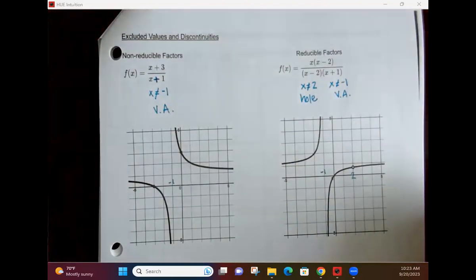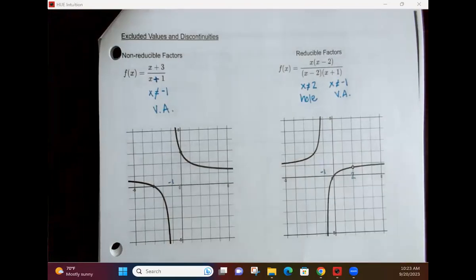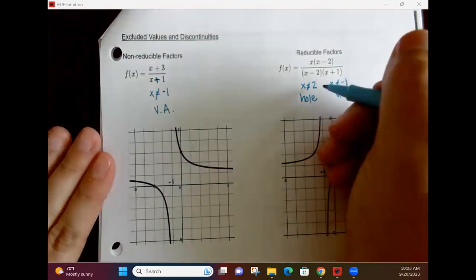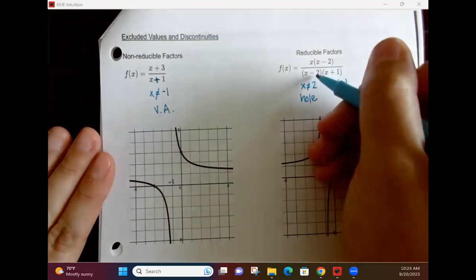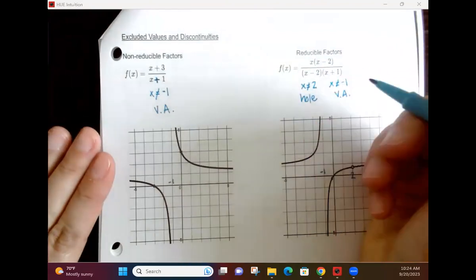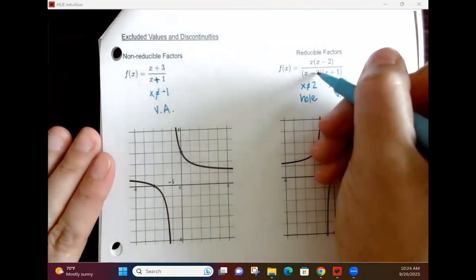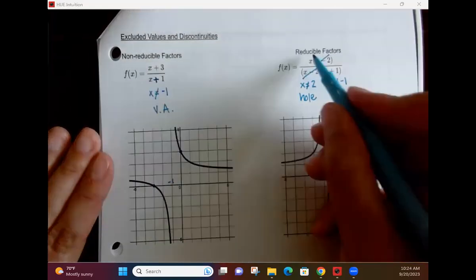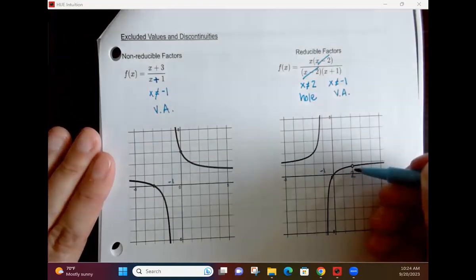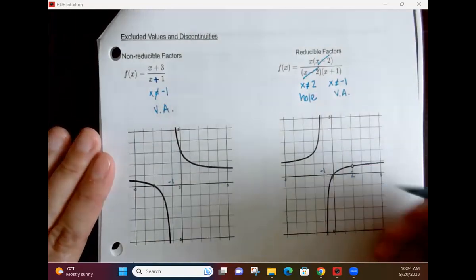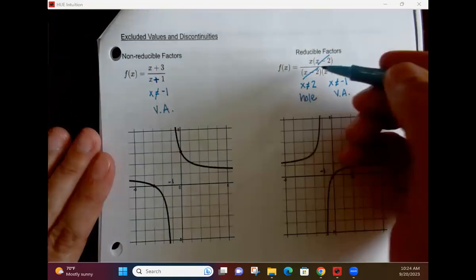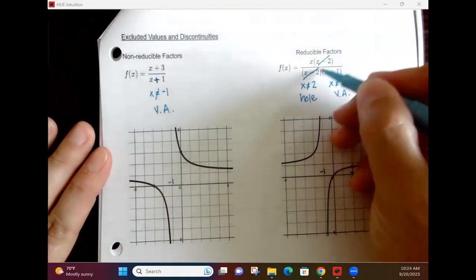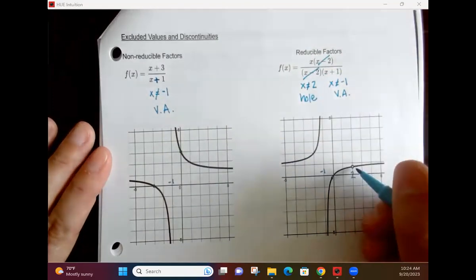This pattern is going to be true for all rational functions. When you have an excluded value that results from a factor you could reduce, a reducible factor. So for example, if I gave you this and asked you to simplify, x minus 2 as a factor on top and on bottom, you could reduce that factor. If it's a reducible factor, it's a removable discontinuity. If it's reducible, it's removable. So excluded values that come from factors you can reduce are going to result in a hole.